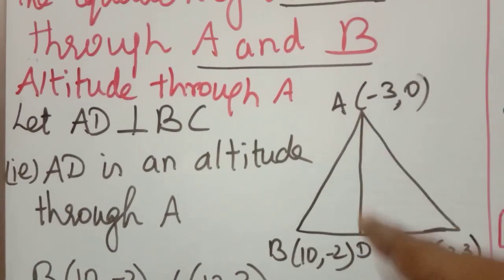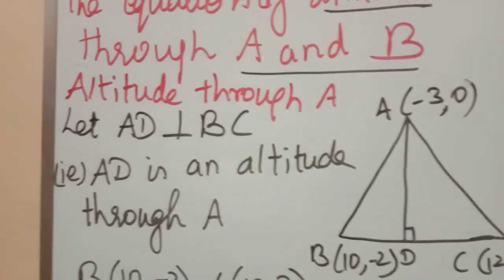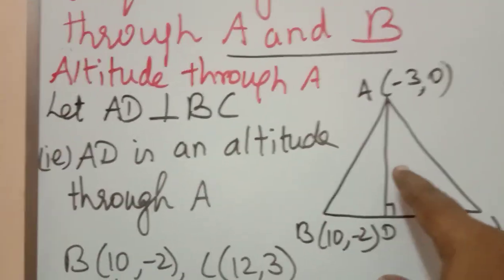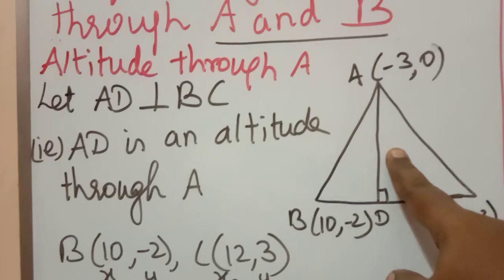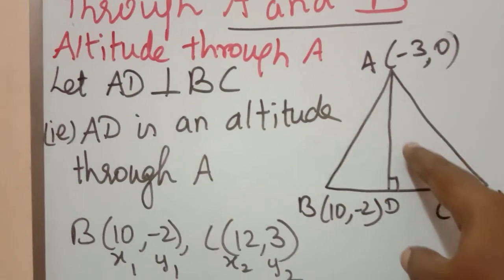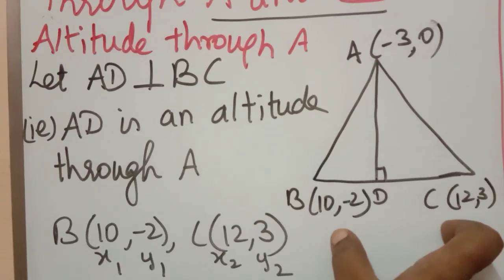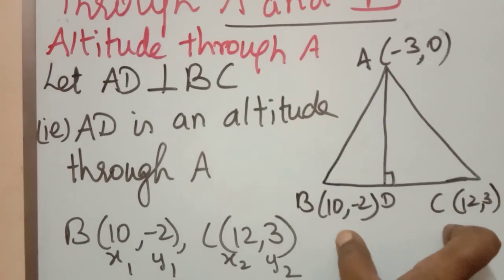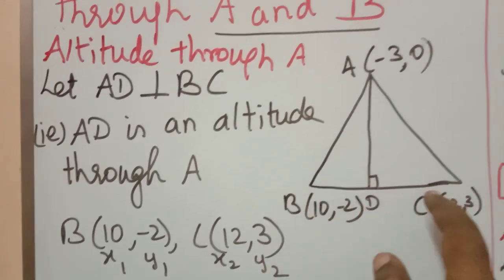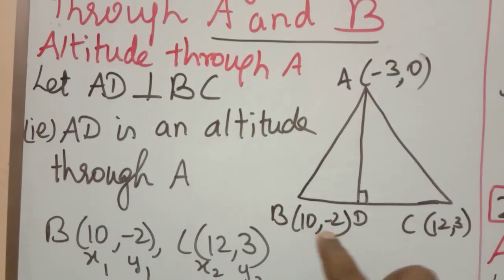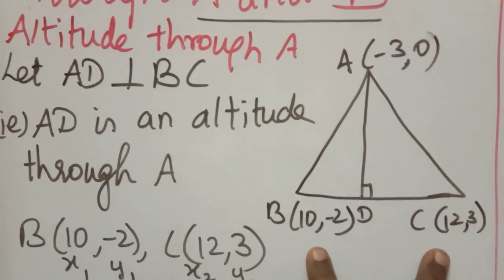Suppose AD is the altitude, AD is perpendicular to BC. So AD is the altitude through A. We have to find the equation of altitude through A, that is the equation of AD. It is perpendicular, so we find the slope of BC, and from that we will find the slope of AD. So first, through A, we have to find the slope of BC.